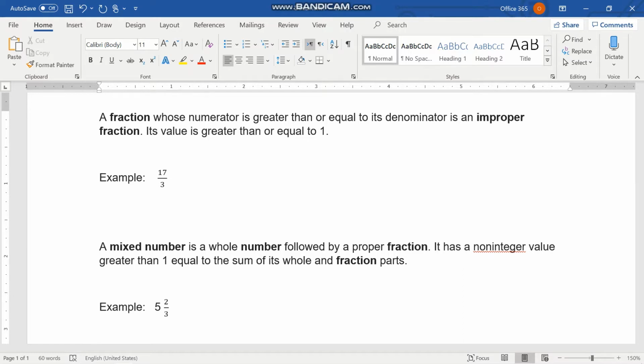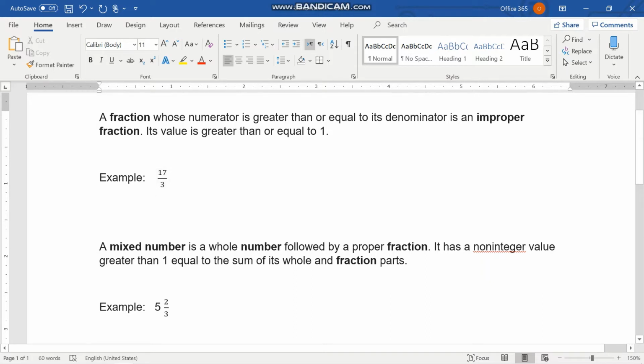Before that, let's first define what is an improper fraction and a mixed number. A fraction whose numerator is greater than or equal to its denominator is called an improper fraction. If the numerator is bigger than the denominator, then we say that it is an improper fraction. In this example, you will see that 17 is greater than 3. So 17 is bigger than the denominator, and this is considered an improper fraction.